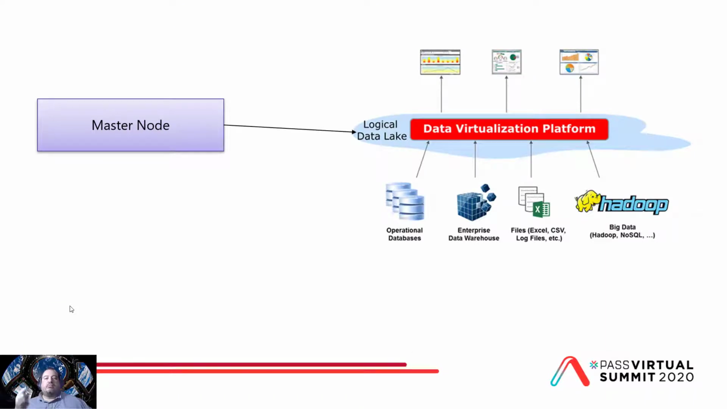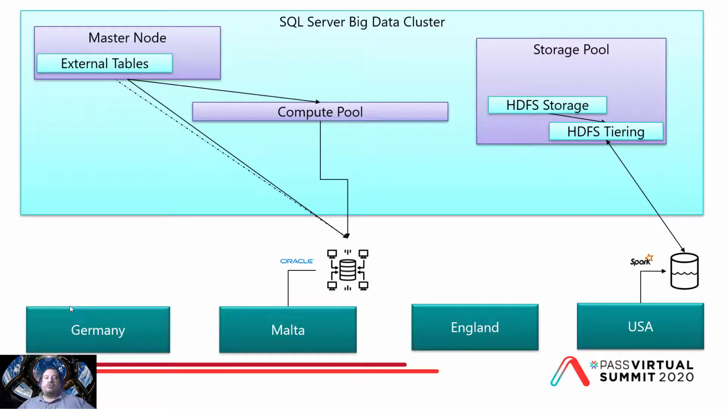That's the point. The master node is our central virtualization point, our virtual point of entrance. In the master node, we will create external tables pointing to the big data cluster storage as well. So we'll have external tables pointing to that HDFS storage. And in this case, when pointing directly to the HDFS storage, the master node will use the compute pool, and I will prove that in the demonstration later. It will use the compute pool.